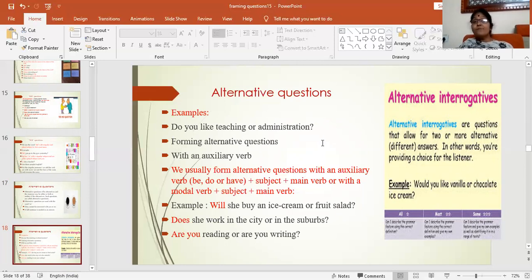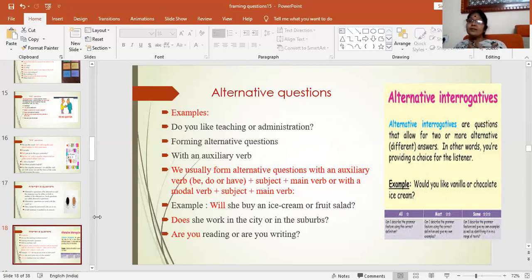So we can also form alternative questions with auxiliary verbs. For example, will she buy an ice cream or fruit salad? Does she work in the city or in the suburbs? Are you reading or are you writing? Right? So we can frame alternative questions with helping verbs or auxiliary verbs.